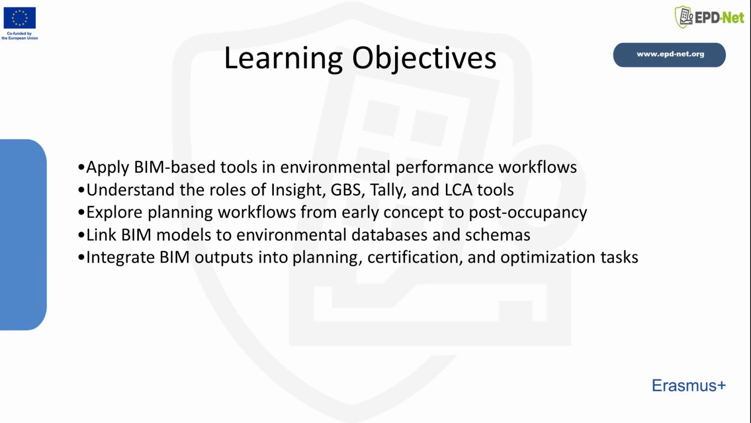The learning objectives of this course focus on expanding students' capacities to combine BIM with environmental performance evaluation. By the end of the module, learners will be able to identify essential software tools, understand how BIM data structures support simulations, and evaluate planning workflows for carbon, energy, and comfort optimization. They will also understand how BIM outputs contribute to planning frameworks, certification systems, and post-occupancy evaluation. Ultimately, the objective is to demonstrate how BIM-centered planning can produce transparent, measurable, and verifiable environmental outcomes in real projects.